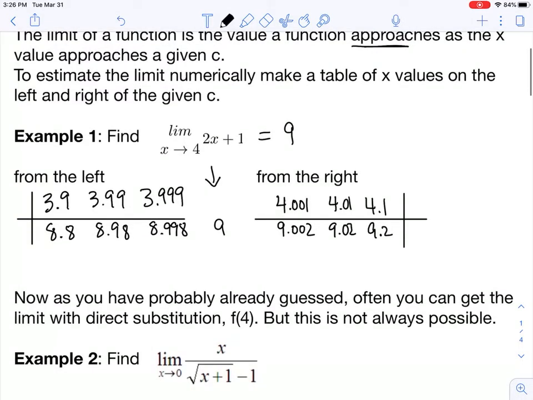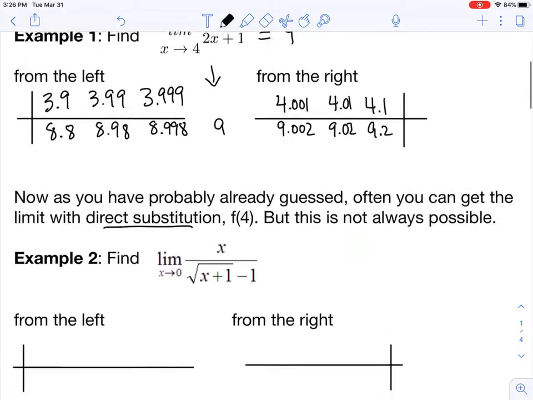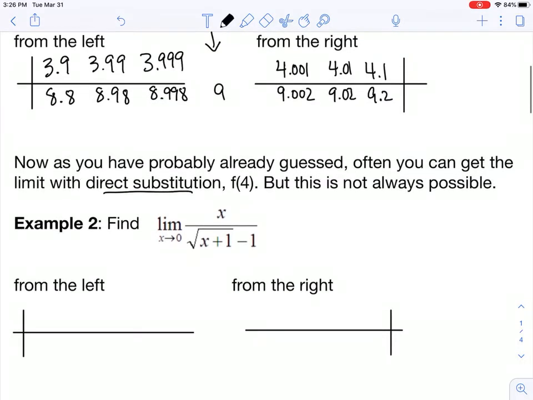Now you're probably saying, Ms. Pointer, why would you do such a thing? Why can't I just plug in 4 and get 8 plus 1 is 9? Well, you can. And in fact, direct substitution is the easiest way to do a limit if you can do that. However, you'll find that we can't always do that.